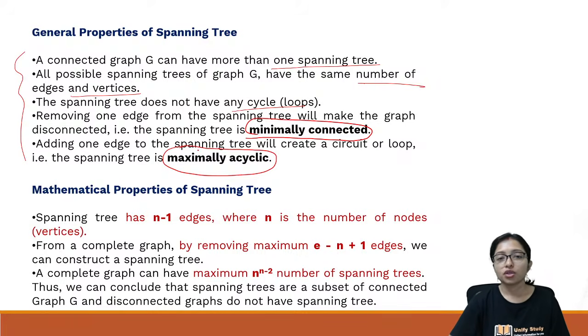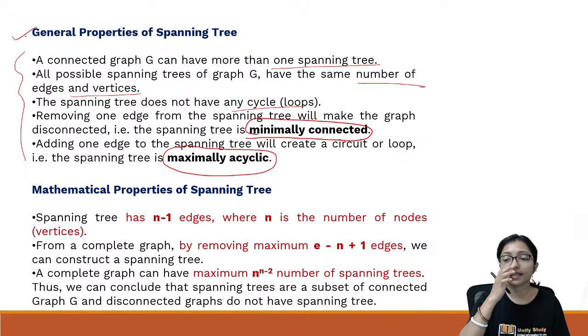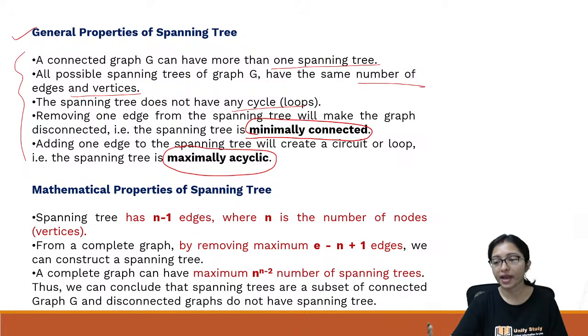Okay. So, the spanning tree. All the properties of a spanning tree. What are the properties? More than one spanning tree will be possible. The number of edges and vertices will be the same. There will be no cycle. The main concept is this one, that it is minimally connected and maximally acyclic.